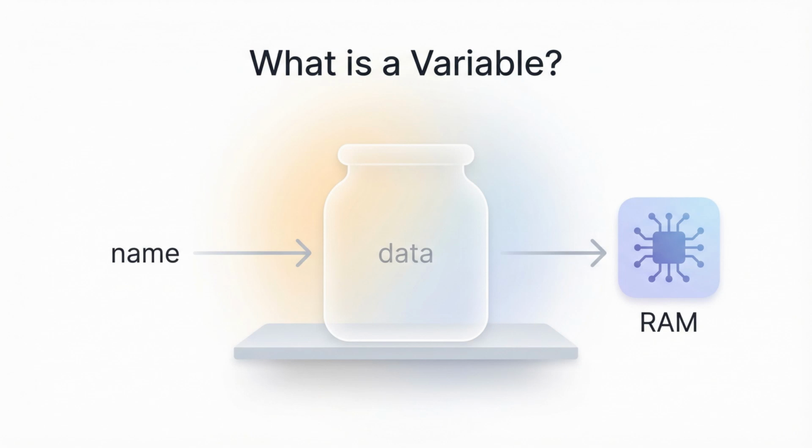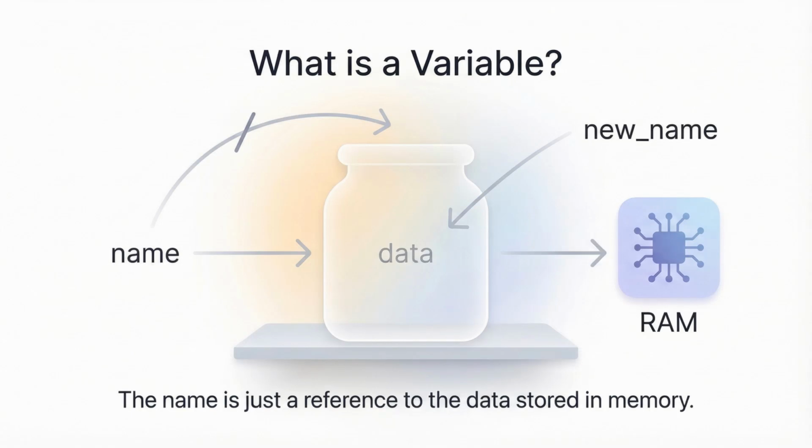Now let's move into one of the most foundational concepts in programming: variables. A variable is essentially a named container for storing data. Think of it like a glass of water. The glass is the container, the water is your data, and the label on the glass is the variable name. When you need the water, you just refer to the label. The actual storage happens in your computer's memory, in RAM.